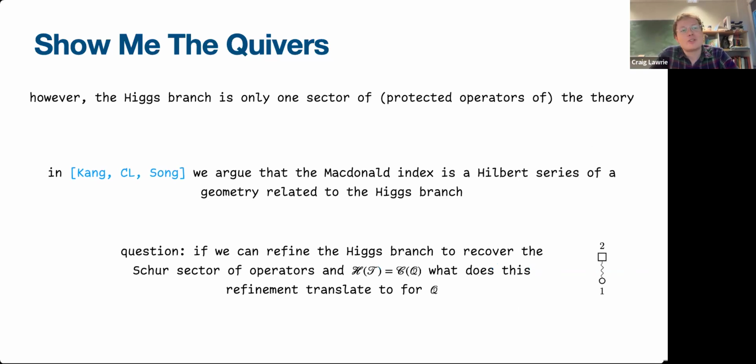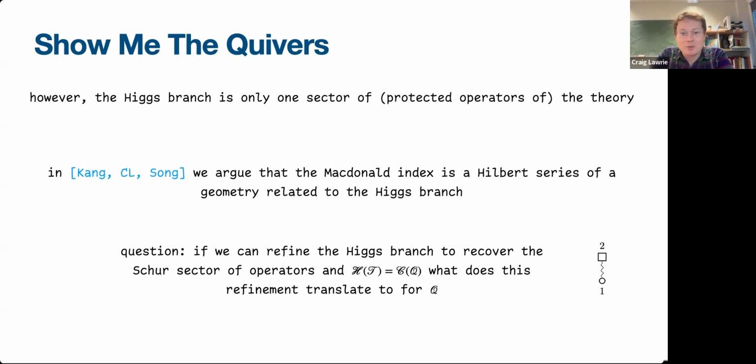Now there's an obvious question which I pose to everyone who wants to think during this talk. If there is a refinement, which I will explain what that means, of the Higgs branch, which allows us to access the Schur sector of the theory, and we know that the Higgs branch is just related to the Coulomb branch of a particular 3D quiver, what does this refinement mean on the quiver? Is there some interpretation of that? This is a good question to keep in your mind as I go through the talk, and I'll come back to it again at the end.